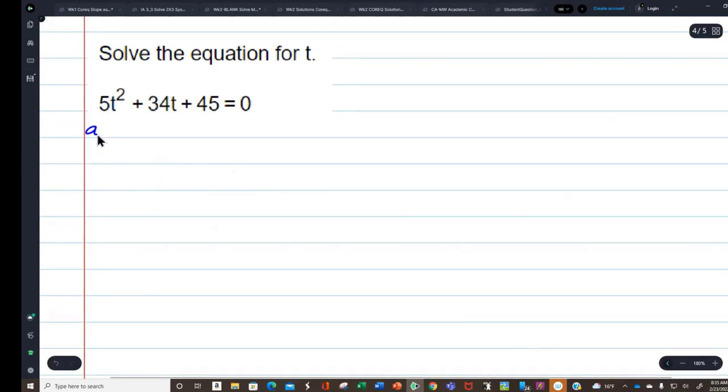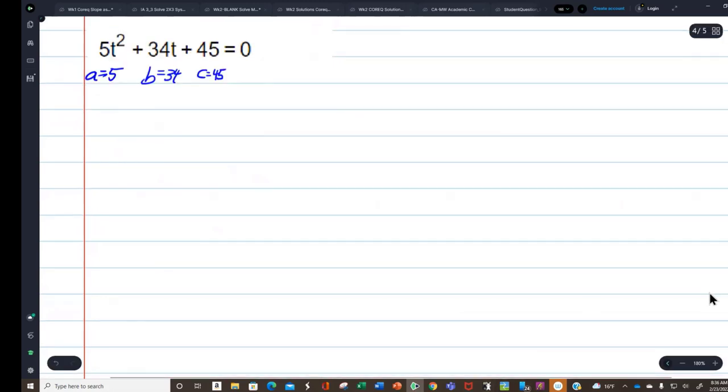A equals 5. B equals 34. C equals 45. And notice that 34, well, you know, we could divide by 5 here and there, but not here. We don't have a GCF, a greatest common factor, to pull out. So A does not equal 1, it equals 5. We have to use two methods together here. We have to use something called the AC method, and we then have to use grouping. So I want to make sure you see these before we quit today.